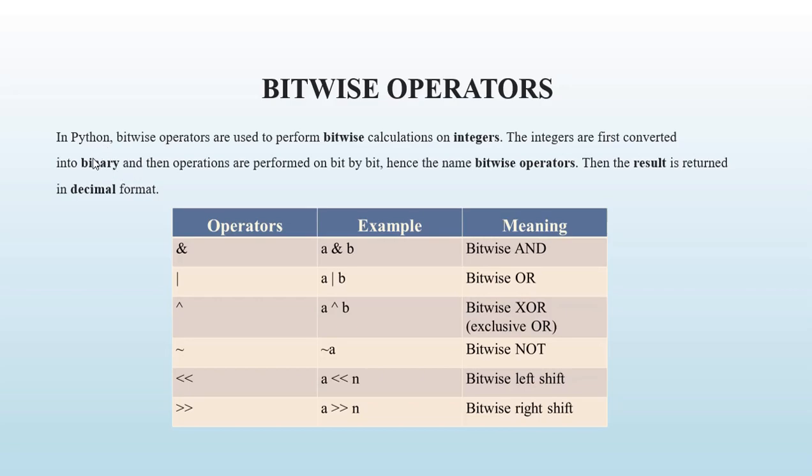Next, the types of bitwise operators. There are 6 types: bitwise AND operator, bitwise OR operator, bitwise exclusive OR operator, bitwise complement operator, bitwise left shift operator, and bitwise right shift operator. In this session, we will discuss bitwise AND, bitwise OR and bitwise exclusive OR.